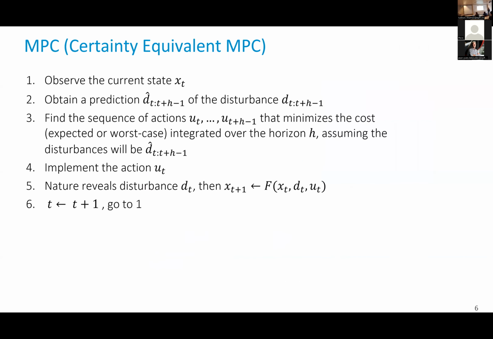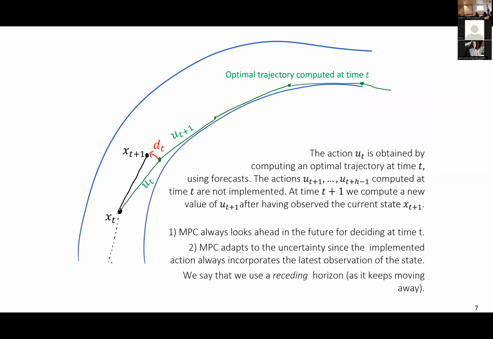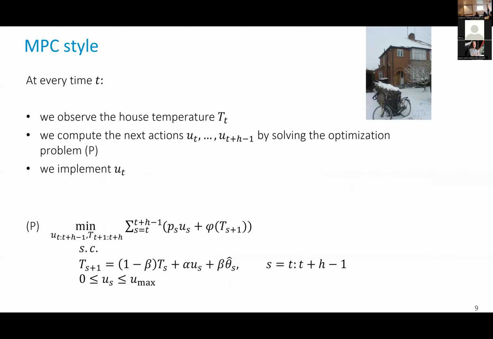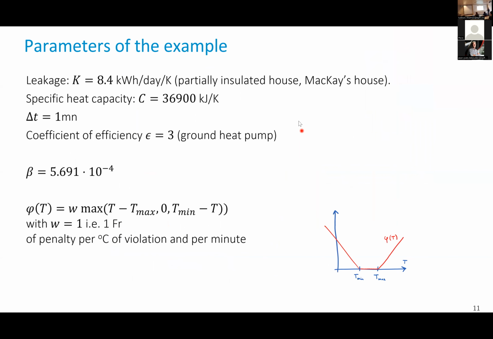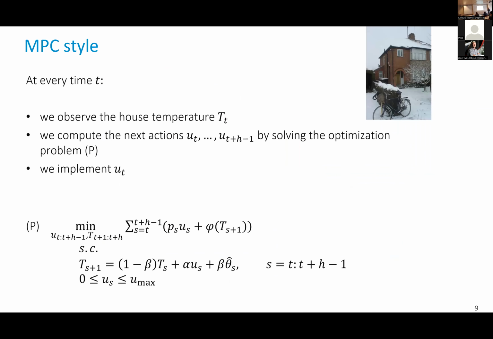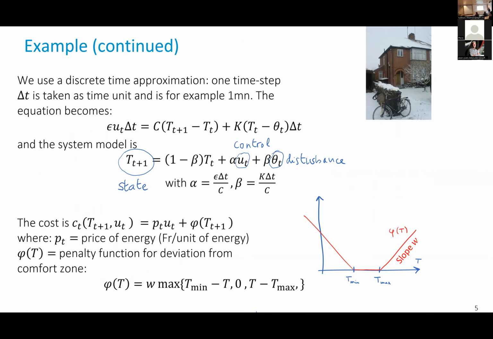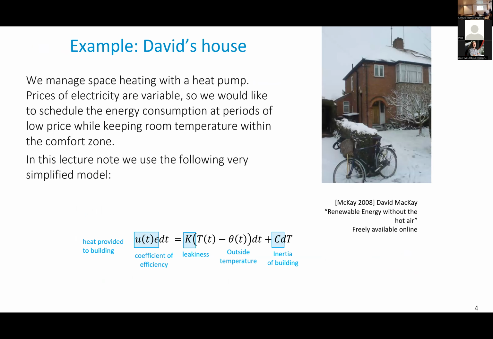So we have the numbers for my case house. Those are the numbers here. That's the ground heat pump with not so large efficiency, but decent efficiency. So that's the first thing. We need such a model. Then how does the MPC work?